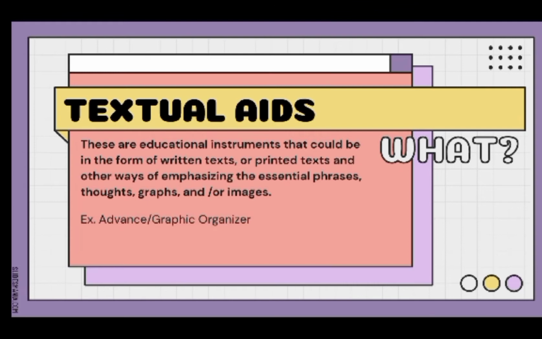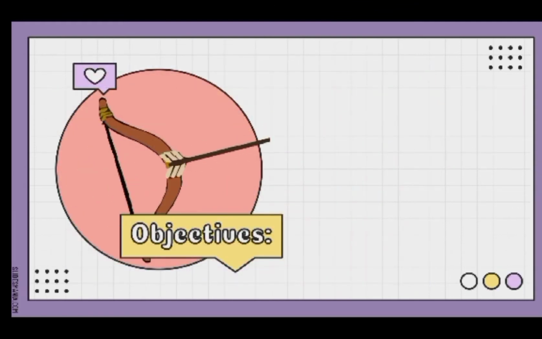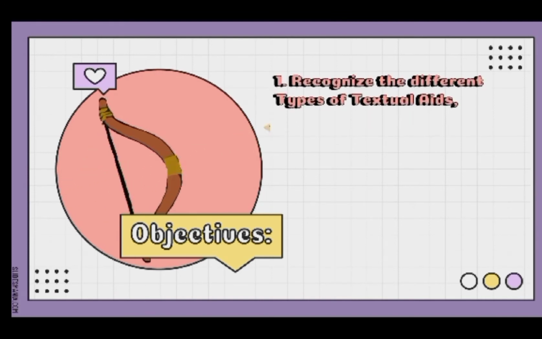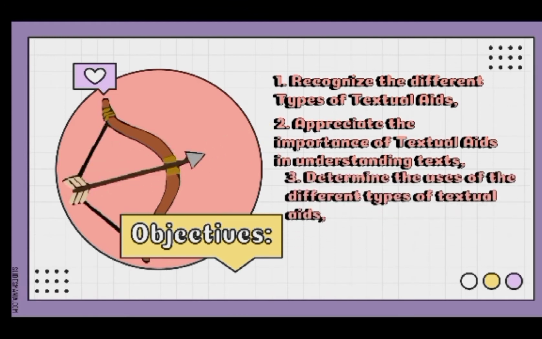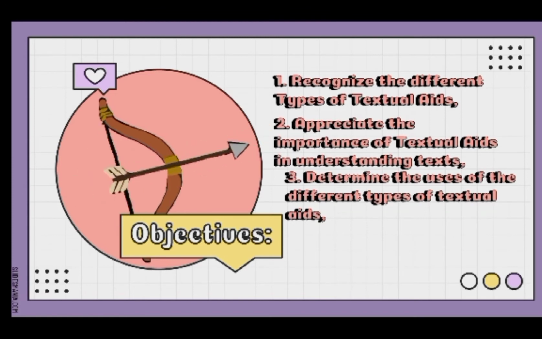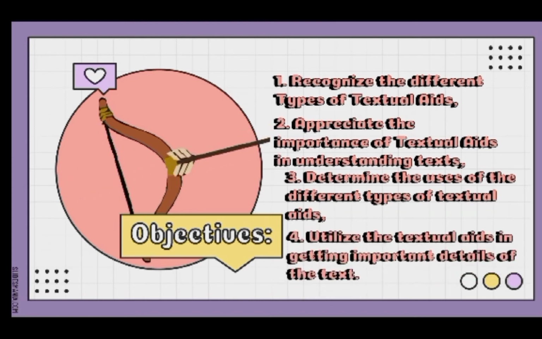Now, let's proceed. Presenting to you our objectives for the day. First, you would be able to recognize the different types of textual aids. Second, let's appreciate the importance of textual aids in understanding the text. Third, let us determine the uses of the different types of textual aids. And the last one, I want you to utilize the textual aids in getting important details of the text. So what are we waiting for? Let's have them one by one.